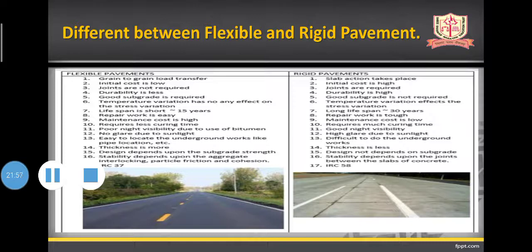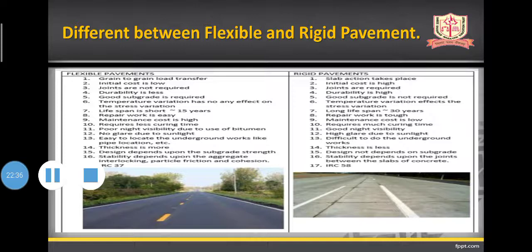Then, poor night vision due to the use of bitumen, and good night vision because of the use of cement concrete road. No glare due to sunlight; high glare due to sunlight. If sunlight falls on the flexible pavement, there is not much reflection, whereas in the rigid pavement there is a reflection of the sunlight when it falls on it. Easy to locate the underground work like pipelines, etc.